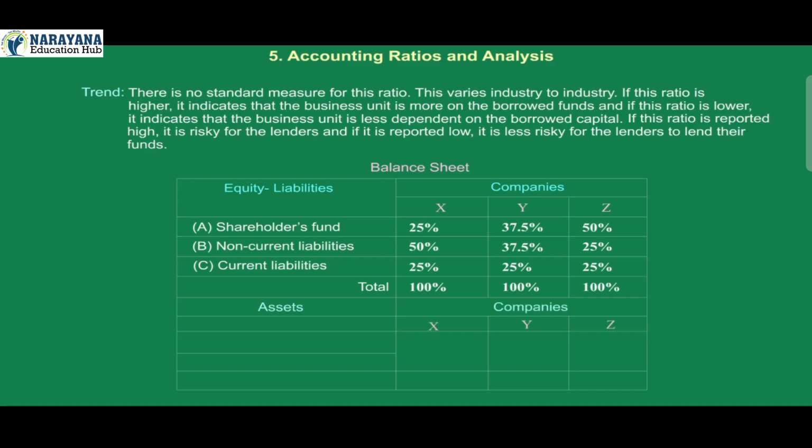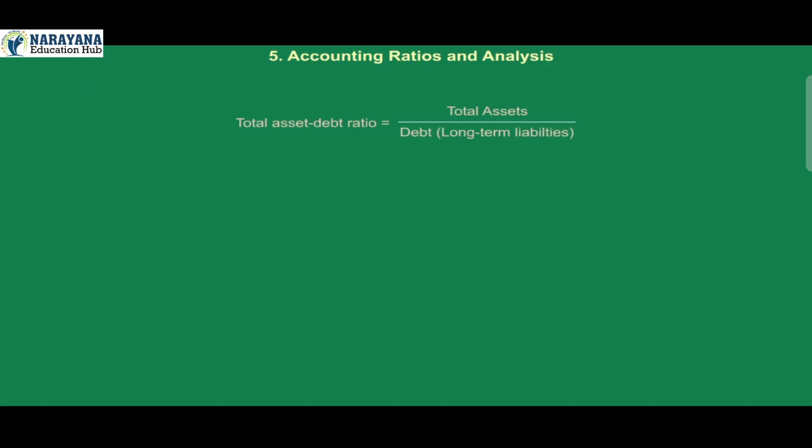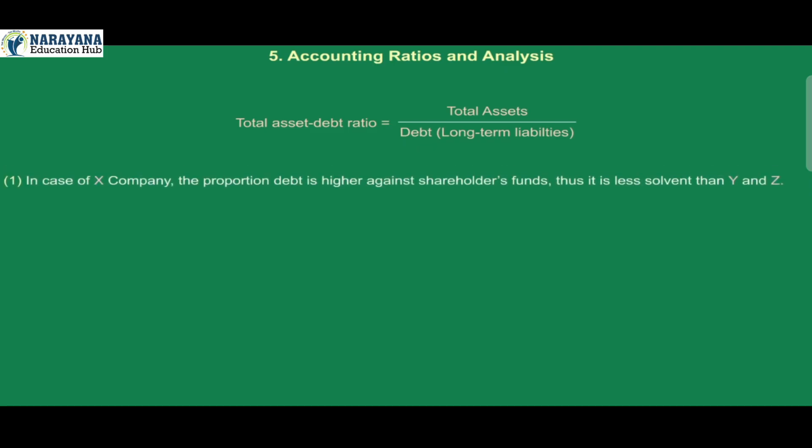Companies X, Y, Z. A. Non-current assets 100%, 100%, 100%. B. Current assets. Total 100%, 100%, 100%. Total asset debt ratio is equal to total assets divided by debt, that is, long-term liabilities. 1. In case of X company, the proportion of debt is higher against shareholders' funds. Thus, it is less solvent than Y and Z.